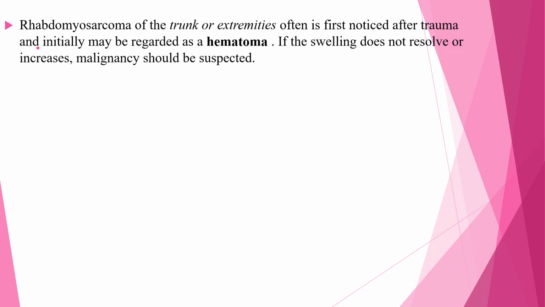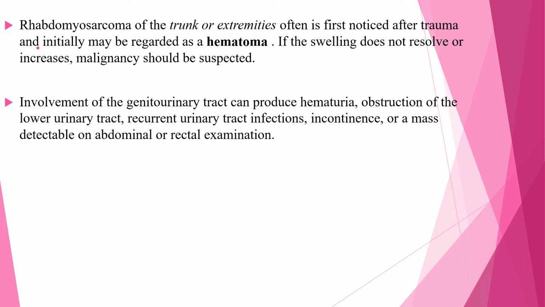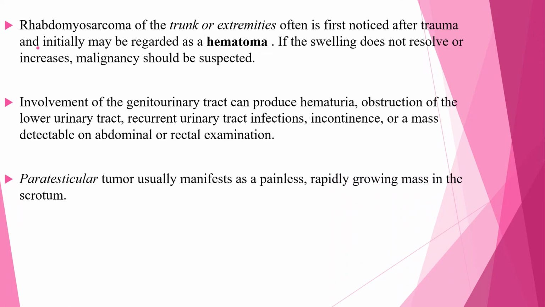Rhabdomyosarcoma of the trunk or extremities often is first noticed after trauma and initially might be regarded as a hematoma. And if the swelling does not resolve or increases, malignancy should be suspected. Involvement of the genitourinary tract can produce hematuria, obstruction of the lower urinary tract, recurrent UTI, incontinence, or a mass detectable on abdominal or rectal examination.